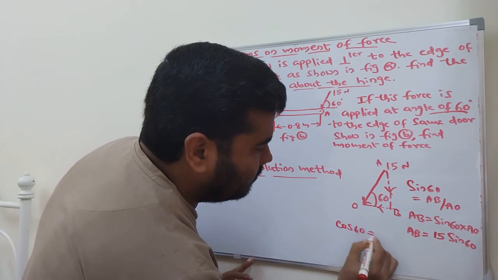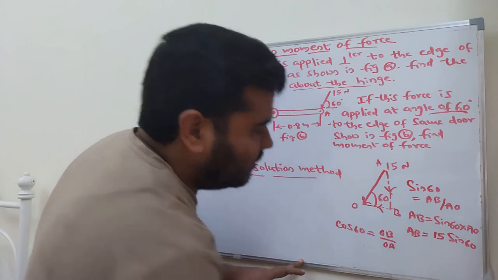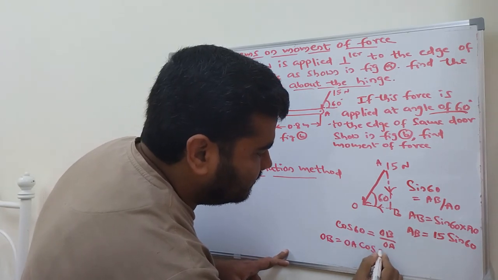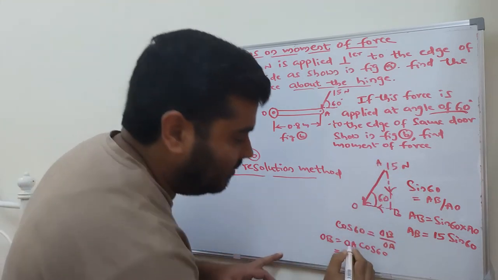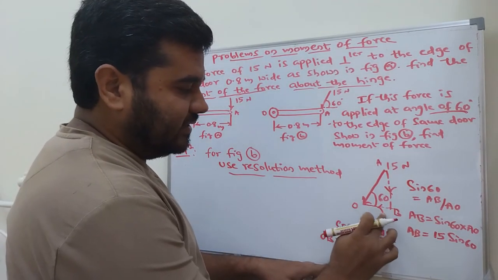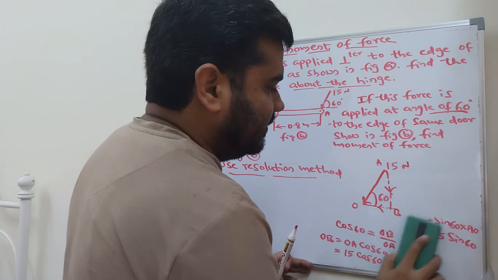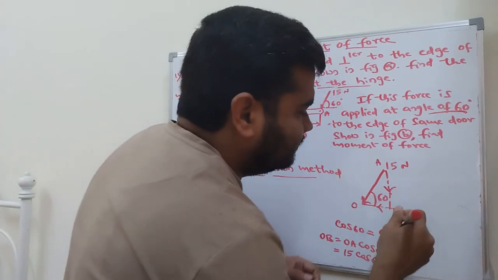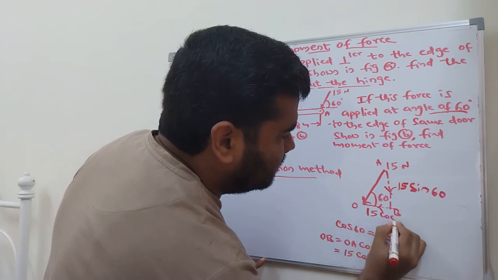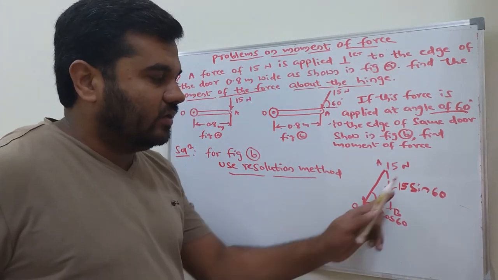Similarly, cos 60 equals the adjacent side OB divided by the hypotenuse OA. You want OB, so OB equals OA into cos 60. OA is 15 Newton, you have the magnitude here, so 15 into cos 60. This is the horizontal component OB, and this is the vertical component. I will write this component as 15 sine 60, and this is 15 cos 60. Now you have split this 15 Newton into horizontal and vertical components along with the directions.